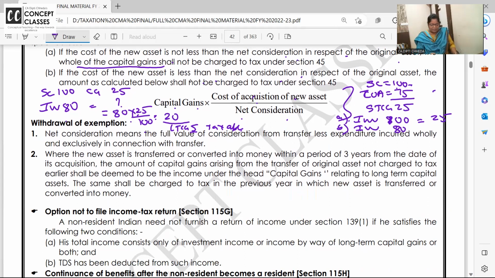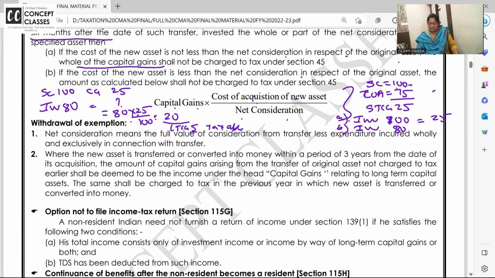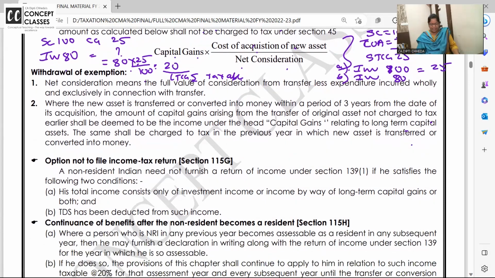Same concept is here. The net consideration means the full value of consideration from transfer less expenditure incurred, where the new asset is transferred or converted into money within a period of 3 years from the date of acquisition. Then whatever amount of capital gain arising from transfer of the original asset not charged to tax earlier will become taxable, and the same shall be charged to tax in the previous year in which the new asset is transferred or converted into money. Clear? Right.